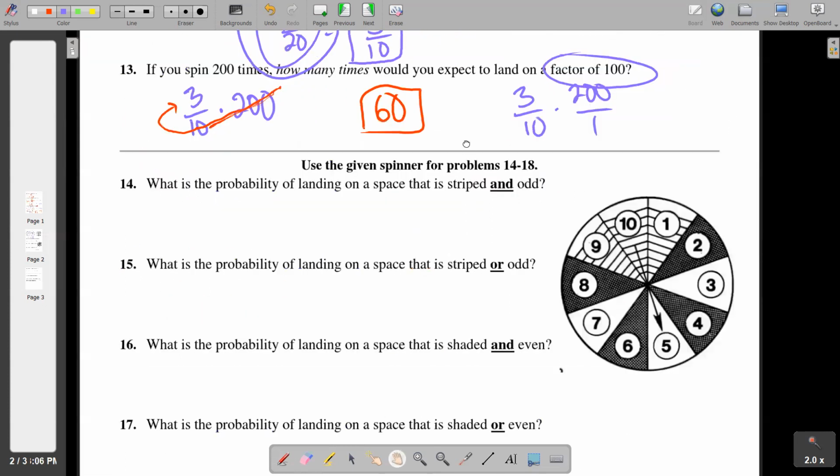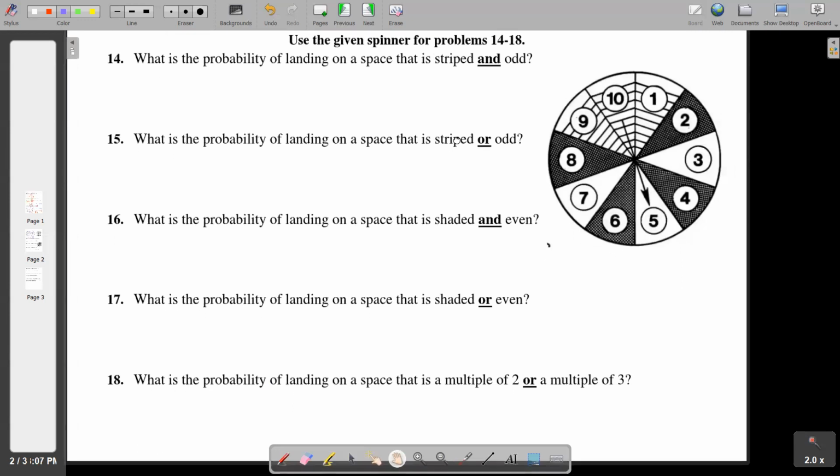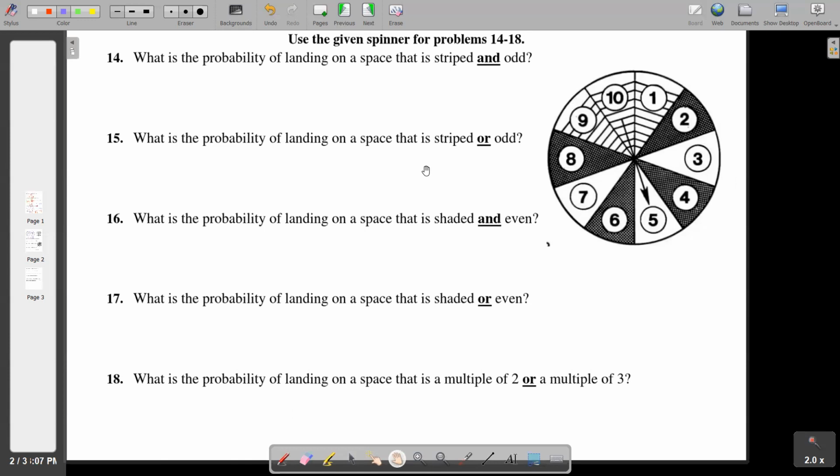Let's head down to the other spinner, and these are notoriously, almost without a doubt, the hardest ones on a quiz like this. So here we go. First off, there are 10 things on the spinner. It wants to know the probability of landing on a space that is striped and odd. I bolded and underlined these because I'm trying to really drive the point home of the difference between and or. How many cards do you see up here that are striped and also have odd numbers on them both?